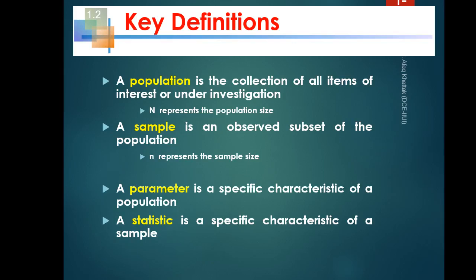And in statistics, we have some terms that we use almost in every sub-branch of statistics. So one of them is population and sample. So what is population and what is sample? Population is a collection of different items of a particular interest under investigation.